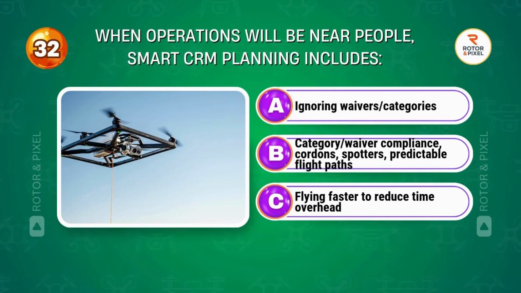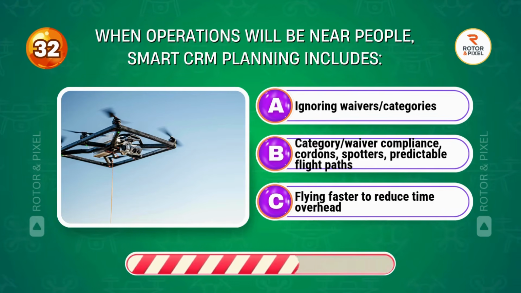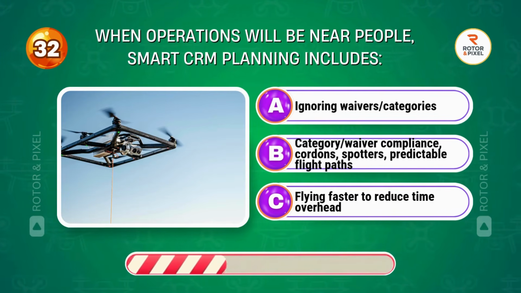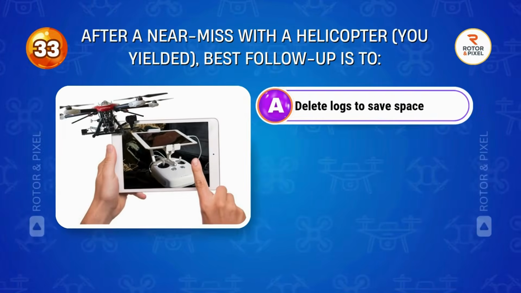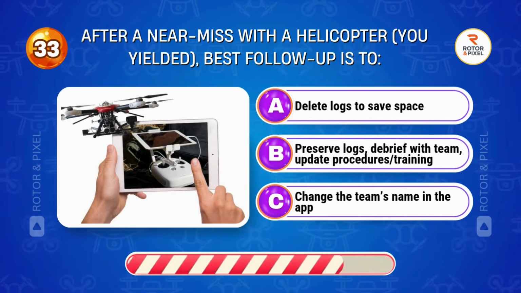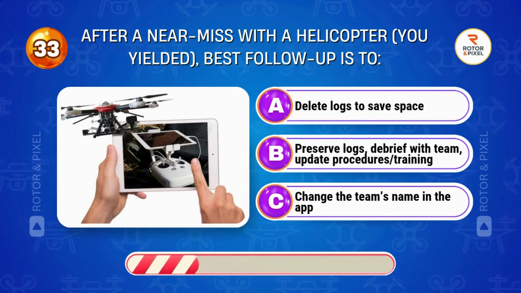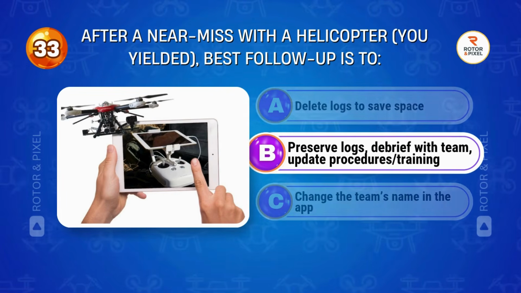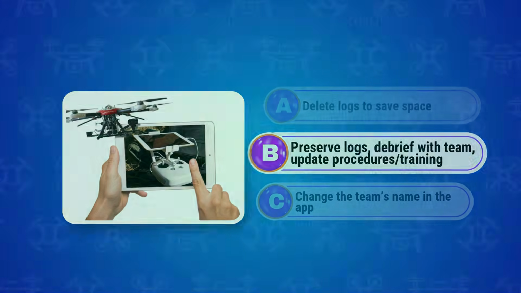When operations will be near people, smart CRM planning includes... Answer B, category/waiver compliance, cordons, spotters, predictable flight paths. After a near miss with a helicopter, you yielded. Best follow-up is to... Answer B, preserve logs, debrief with team, update procedures, training.